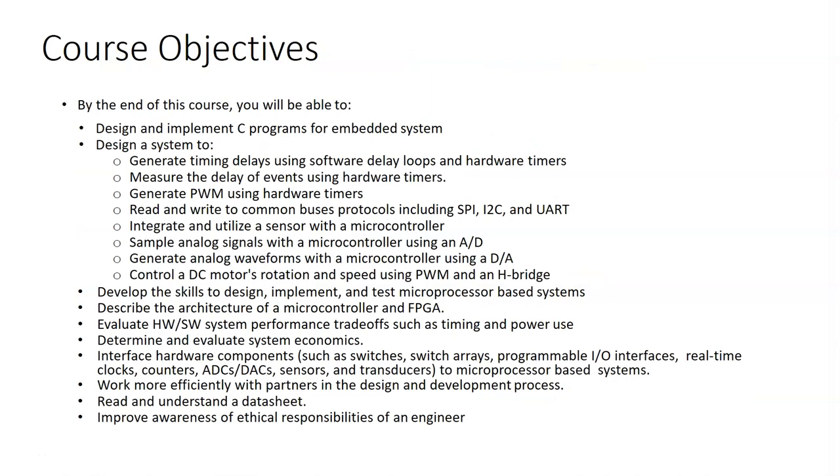This is going to be a big part of this course, is actually designing these systems, both the hardware and the software. By the end of this course, you'll be able to design and implement C programs for embedded systems, including using some important microcontroller peripherals like timers, generating PWM signals. We'll learn about how to interface with the microcontroller, including using common protocols like SPI, I2C, and UART. We'll learn about mixed signal design, analog to digital and digital to analog conversion.